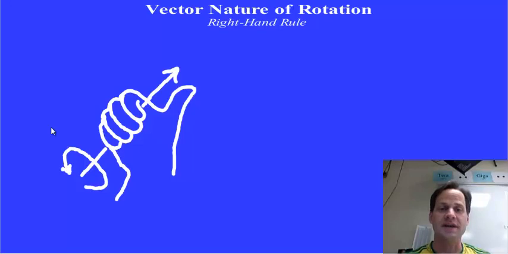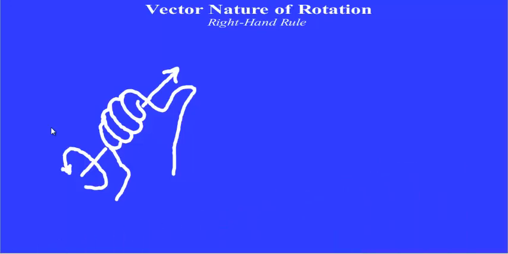We are not going to get into angular momentum today. We're just going to focus on the vector nature of rotation. Let's get started. If you remember at the beginning of last unit, we introduced the right-hand rule for determining the direction of angular velocity for something that's rotating. Now, for an object that's rotating, there's really only two choices, right? There's clockwise and counterclockwise.